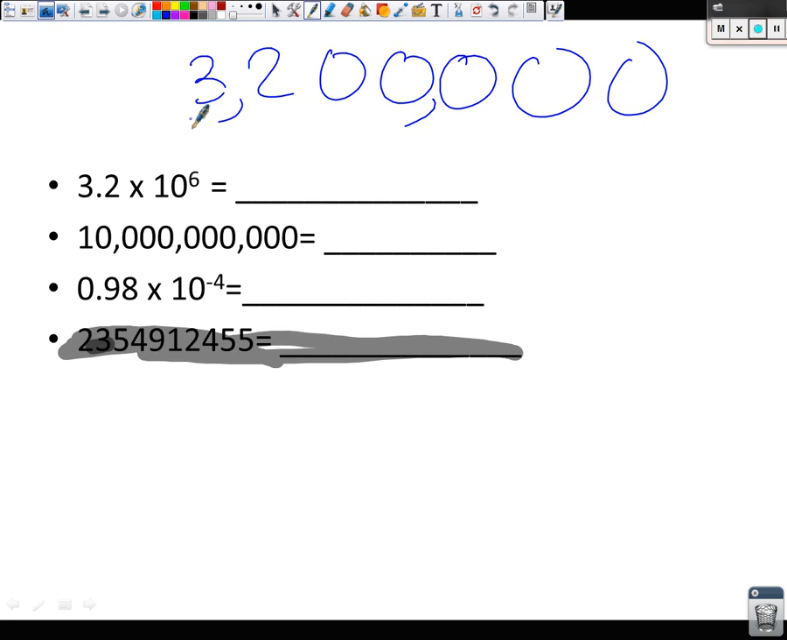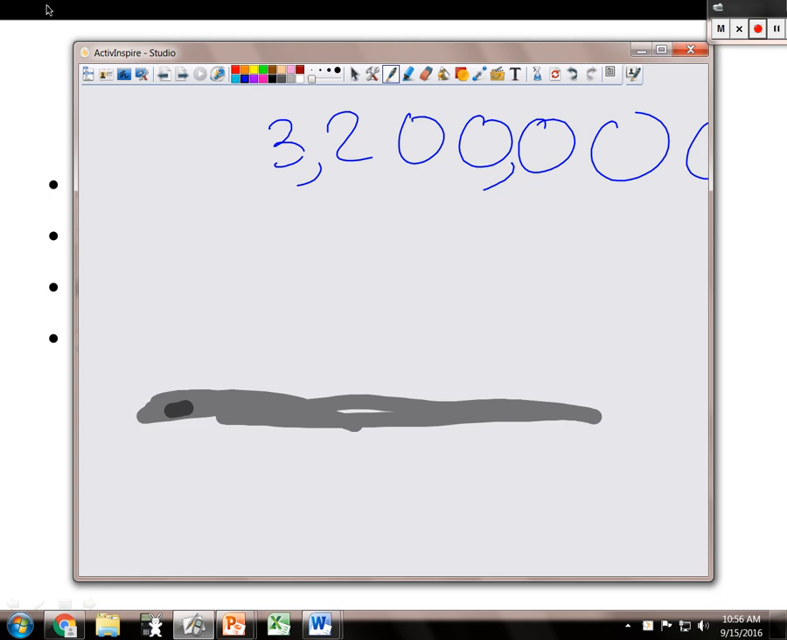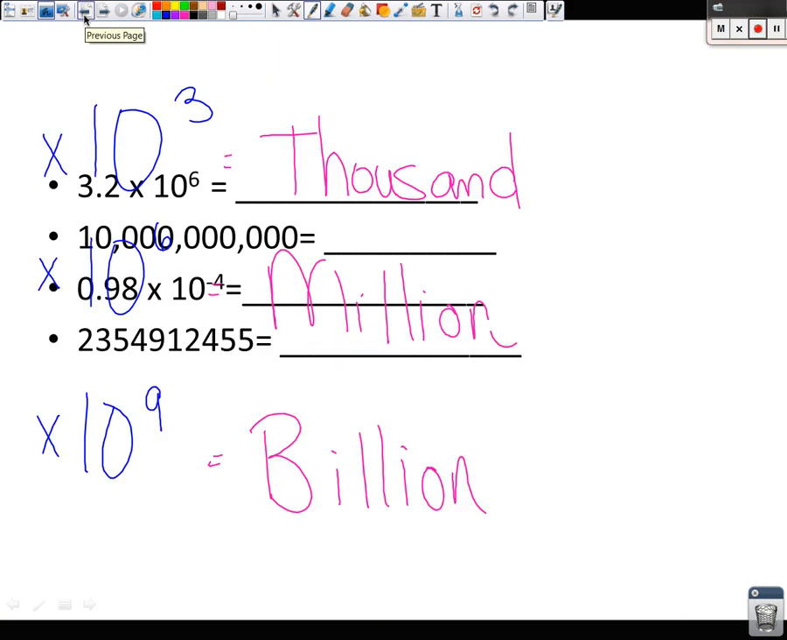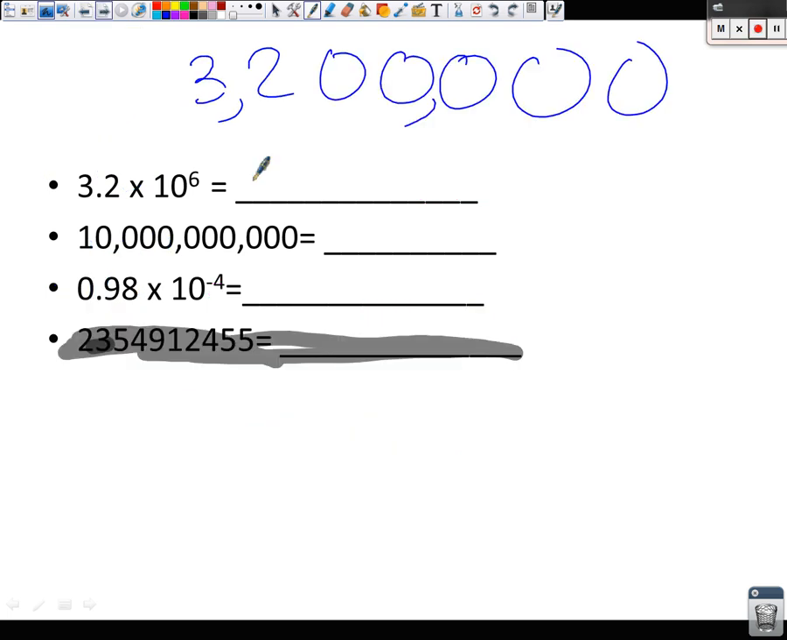But if you guys will commit to learning these three things right here, those, which you can barely see, you would have known something to the 6th power is what? A million. So you could have just written 3.2 million. You wouldn't have to think about how many numbers you need. Does that make sense?